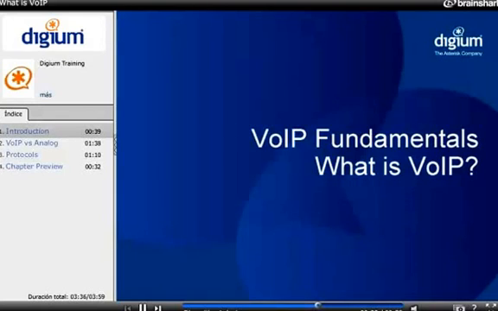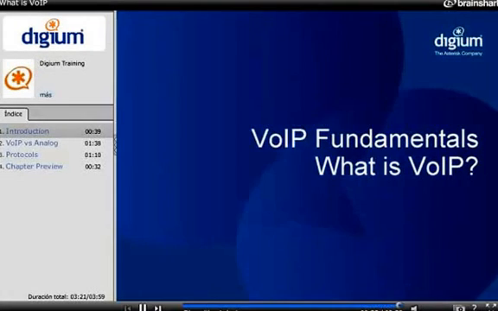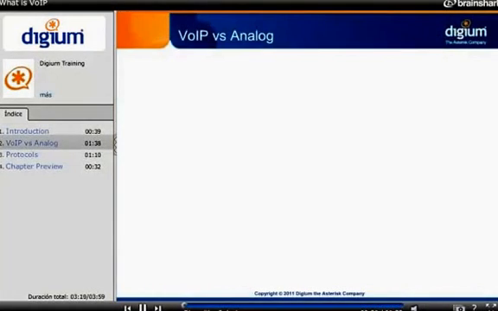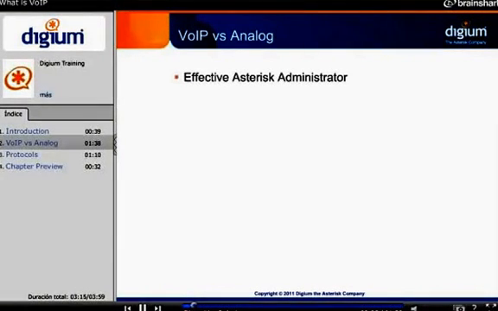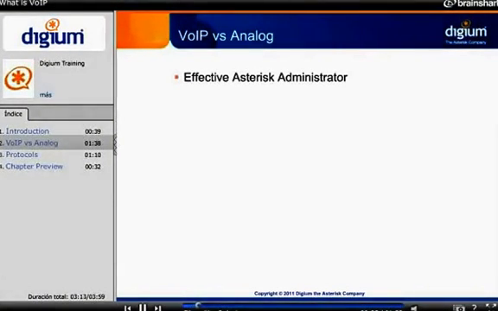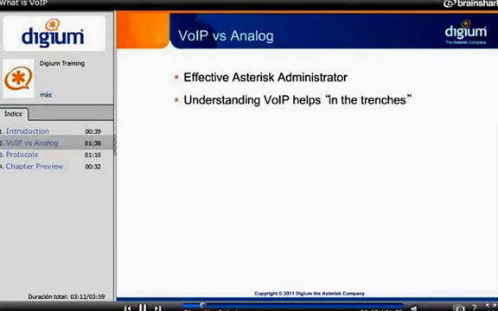In this chapter, we'll focus on the fundamentals of Voice over IP. The next several chapters cover the technologies and channel drivers for SIP, IAX, and traditional telephony, as well as 2 chapters on dial plan where we'll start to really explore the flexibility and power of Asterisk. We'll wrap up with a chapter on call queuing in Asterisk. Our goal throughout this course is to equip you with the information necessary to be an effective Asterisk administrator. Having a high-level understanding of VoIP will help you in the trenches when designing and troubleshooting your system.